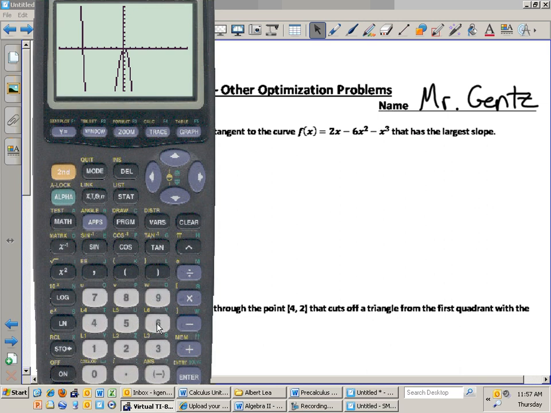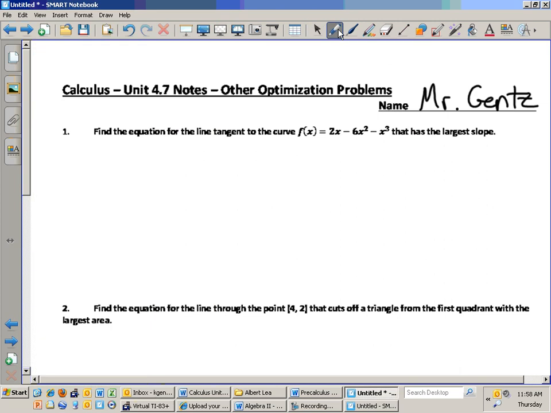Largest slope. So you tell me, this tangent line right here, does it have a large slope? It has a very large negative slope. So where would I have the largest positive slope? I'll draw a quick sketch here. If we have a graph, right there.